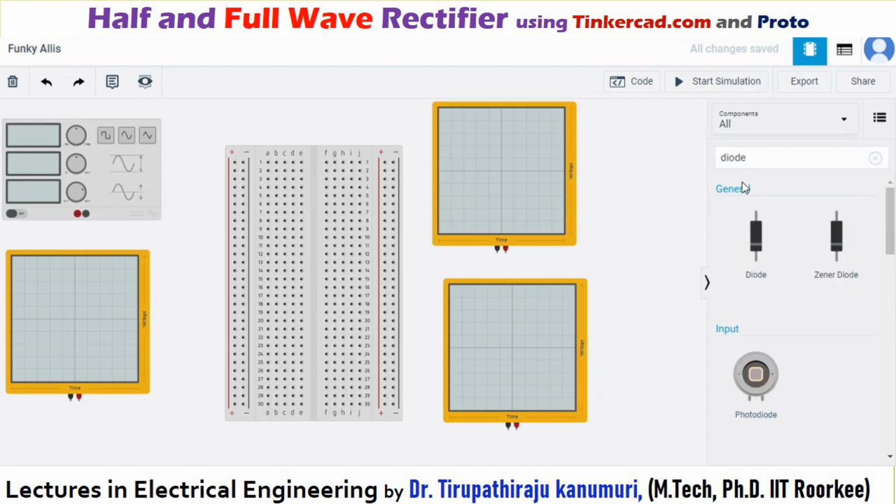For this I am going to the diode. So I am going for the diode. The diode I have placed here. So the diode I am rotating.